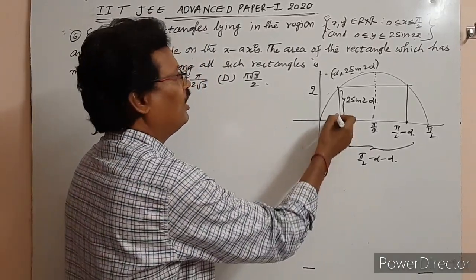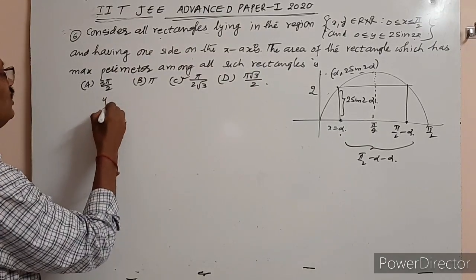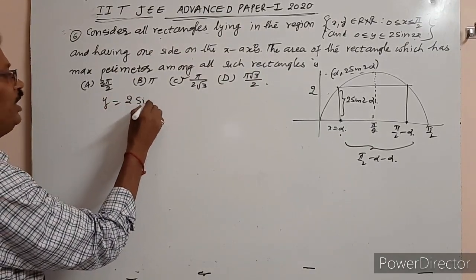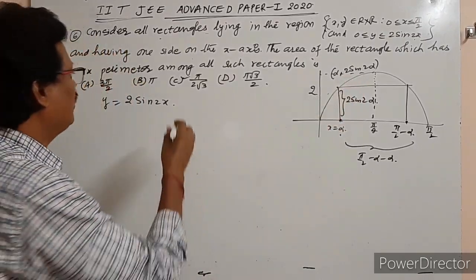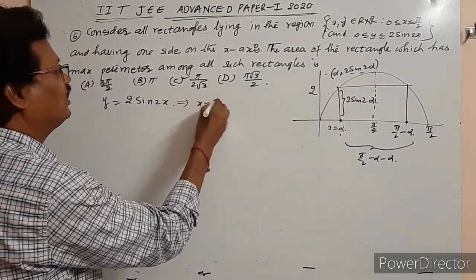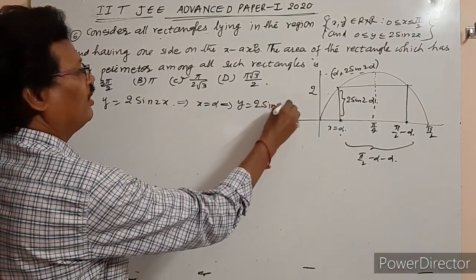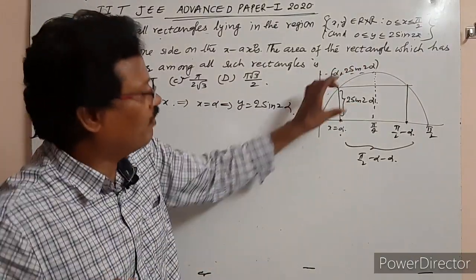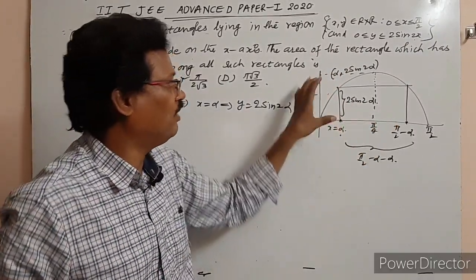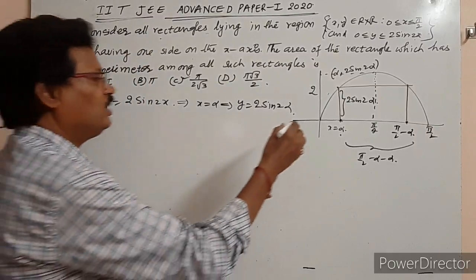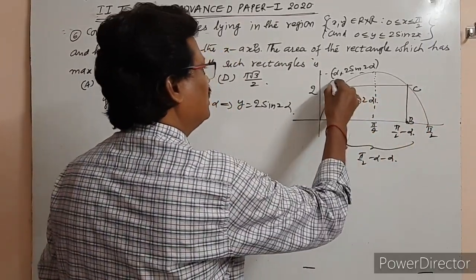Now put x equal to alpha in y = 2 sin 2x. Then what will be the y coordinate? If x is equal to alpha, then y will be 2 sin 2 alpha. This y coordinate is the height. What about the length, the breadth? Let us consider these points A, B, C, D.